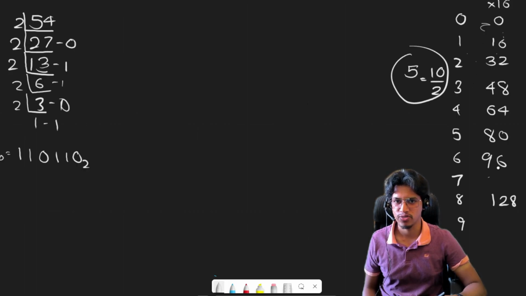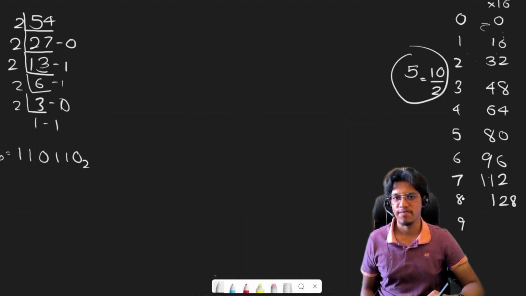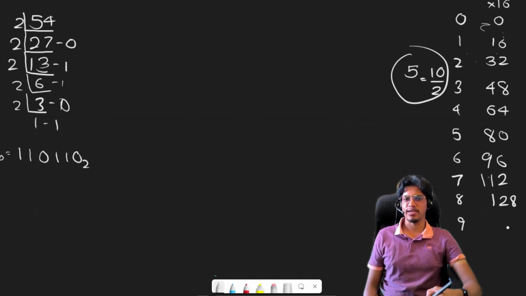We can do 5 plus 2 also similarly, right? 0 plus 2 is 2, 9, 8 plus 3 is 11, 112, right? 9 is 5 plus 4, we get 4, right? Sorry, 0 plus 4 we get 4, and 8 plus 16 we get 144. So that is the value for 9.